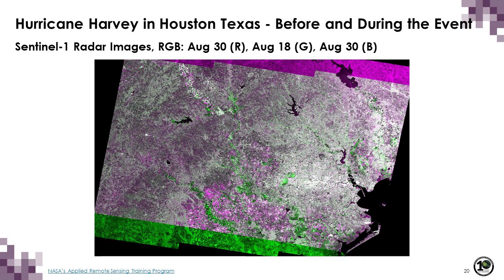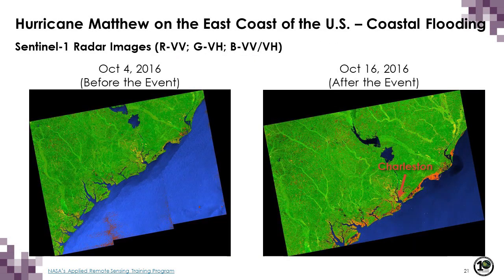For example, anything that is green means that backscatter was higher before the event. Areas that are pink mean that the red and blue channel values, which in this case are the same, are higher than the green channel.